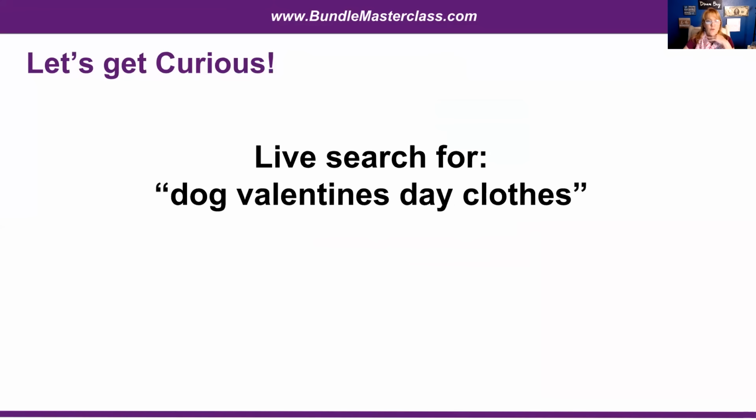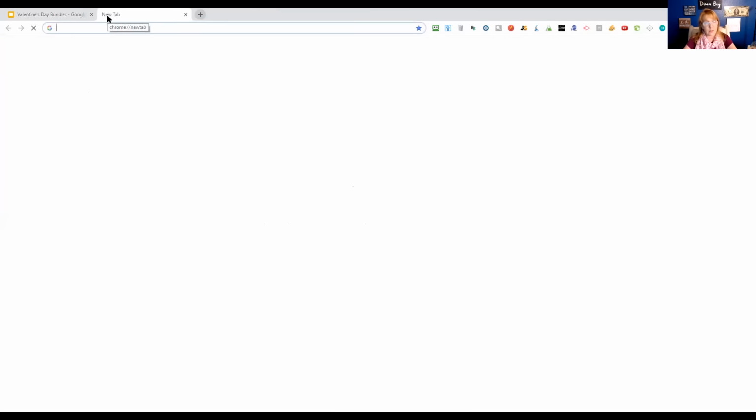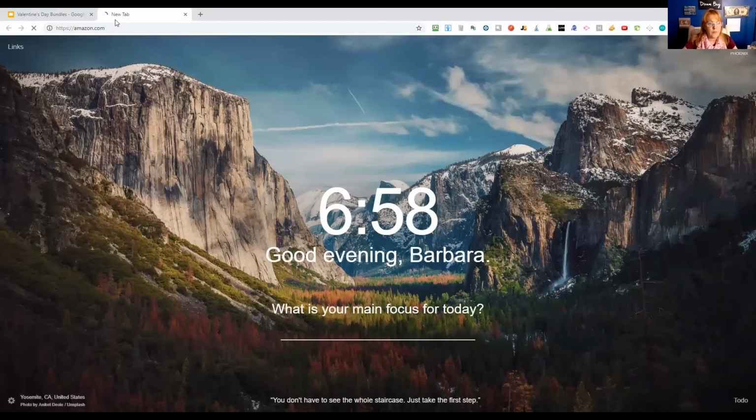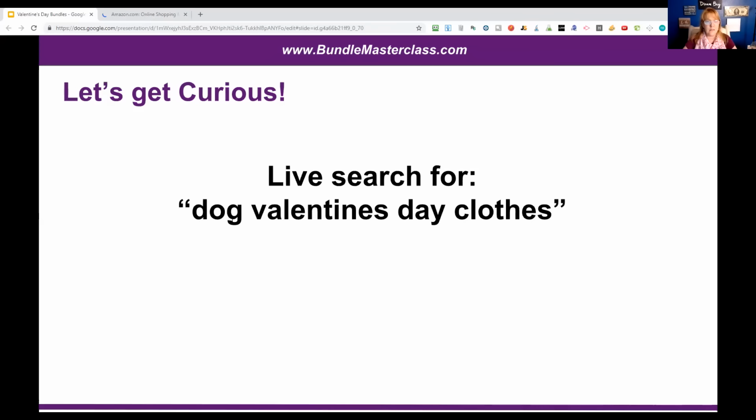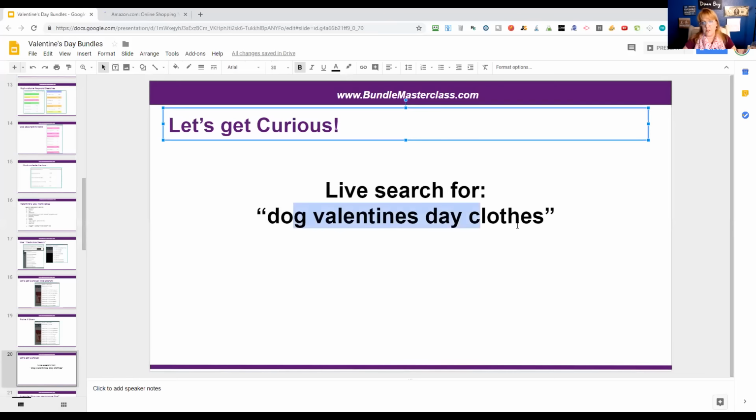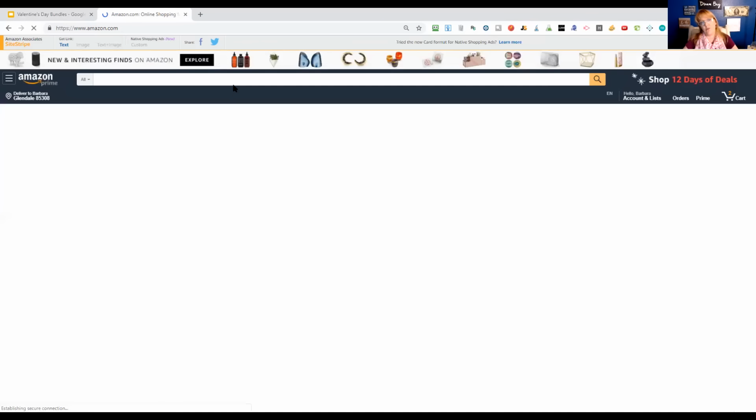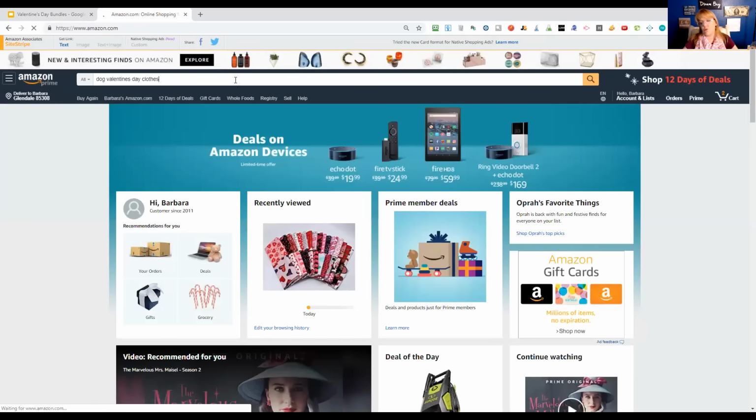Okay, let's get curious. Do a live search for dog Valentine's Day clothes on Amazon. Ready, go. If you have Amazon open, go to Amazon and search for dog Valentine's Day clothes. I'm going to do the same thing over here. Hopefully you can see Amazon because I'm not going to switch screens. Let's see what people are searching for. And if you want to do cat clothes, do cat clothes. All right, I'm going to hit search and see what we get.